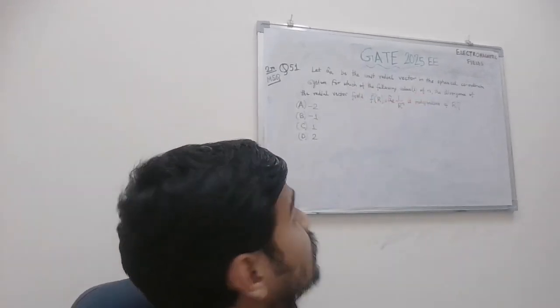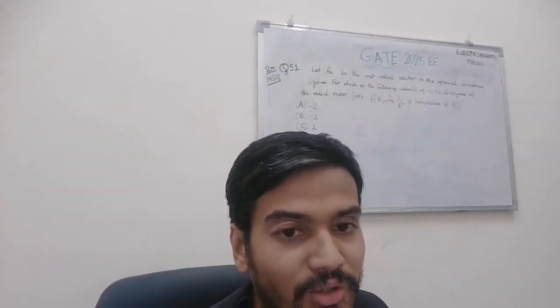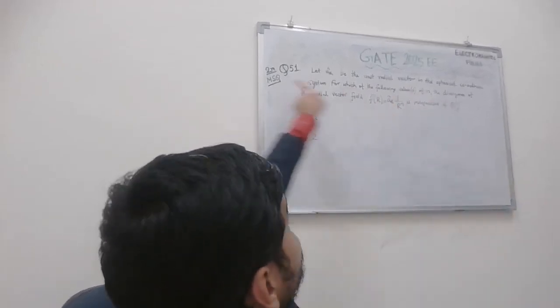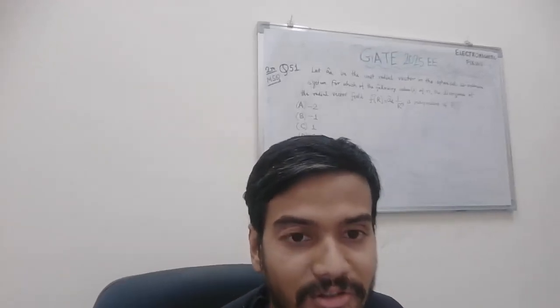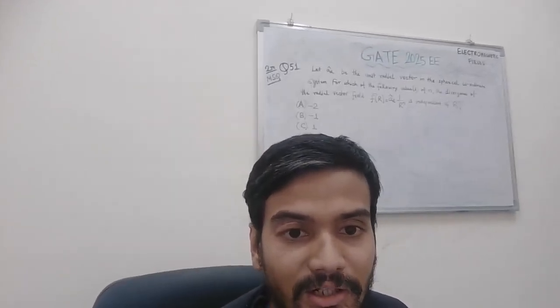Hello viewers, moving on to the next question in the series of GATE 2025 electrical solutions from subject electromagnetic fields. Question number 51 in the master question paper GATE 2025 electrical engineering from subject electromagnetic fields. It is of 2 marks, MSQ type, from spherical coordinate system, divergence of radial vector field.